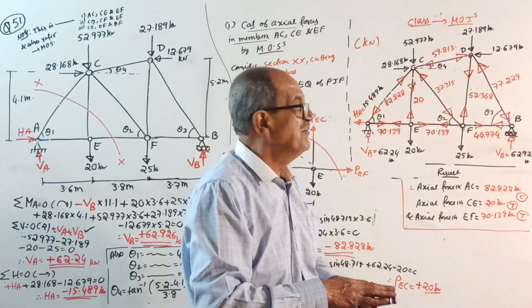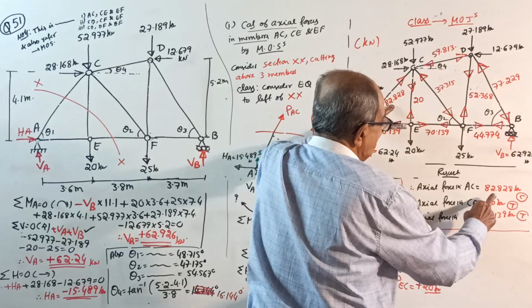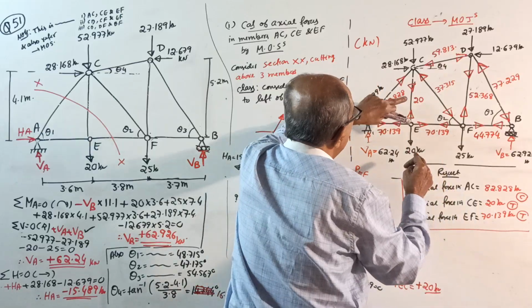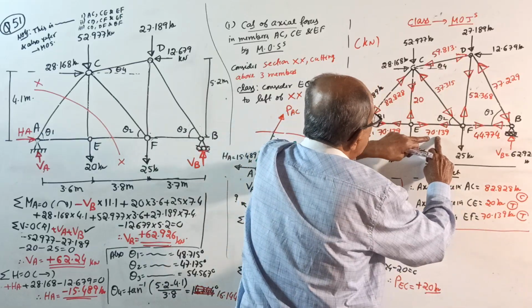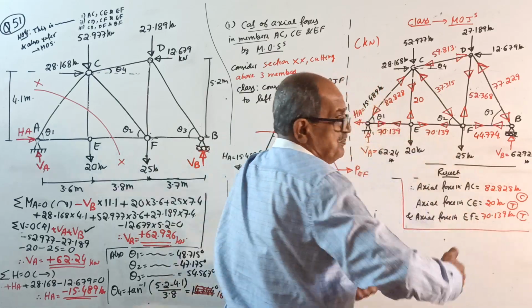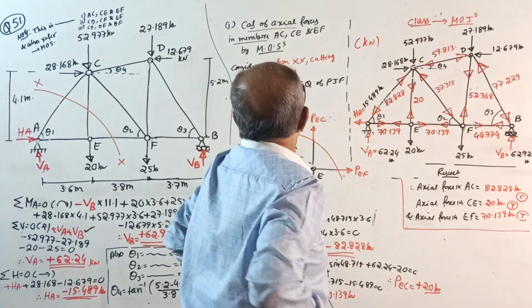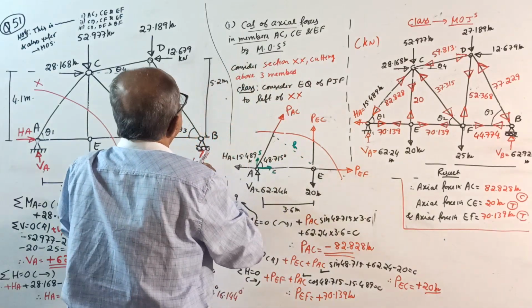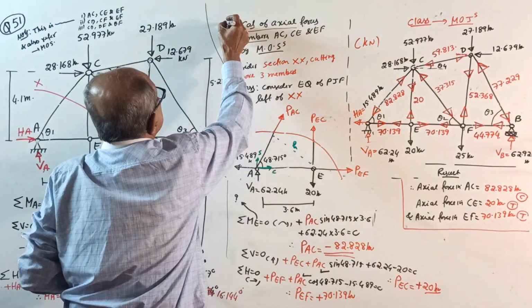What check? It will come. 82.828 compression, 20 tension, 70.139 tension. Perfectly correct. Okay, now, second question. I'll finish fast now.